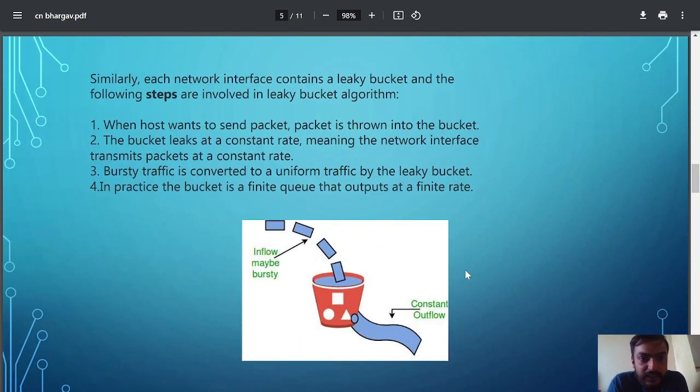Similarly, each network interface contains a leaky bucket, and the following steps are involved in the leaky bucket algorithm. When the host wants to send a packet, the packet is thrown into the bucket. The bucket leaks at a constant rate, meaning the network interface transmits packets at a constant rate. Bursty traffic is converted into uniform traffic by the leaky bucket. In practice, the bucket is a finite queue that outputs at a finite rate.